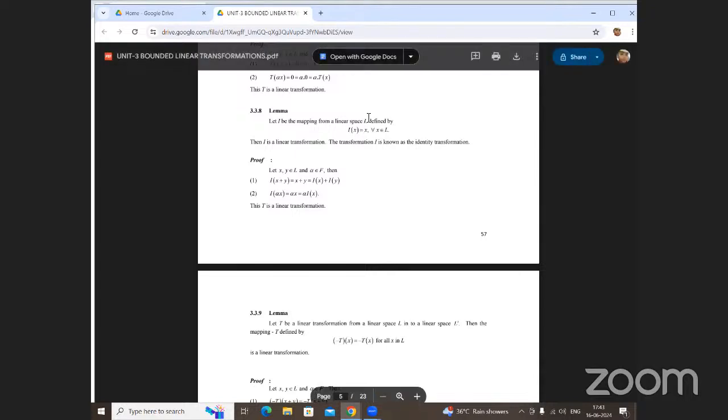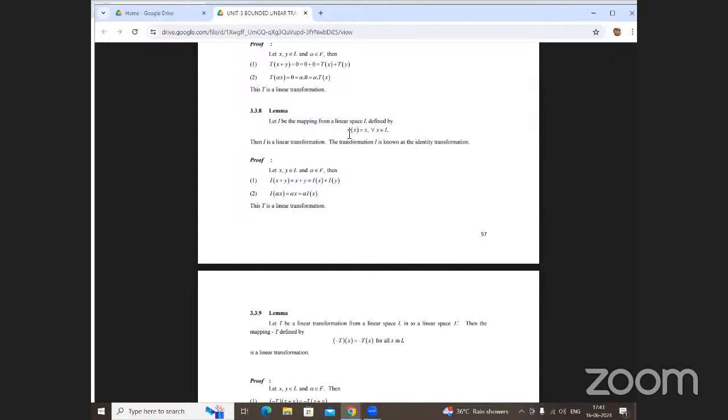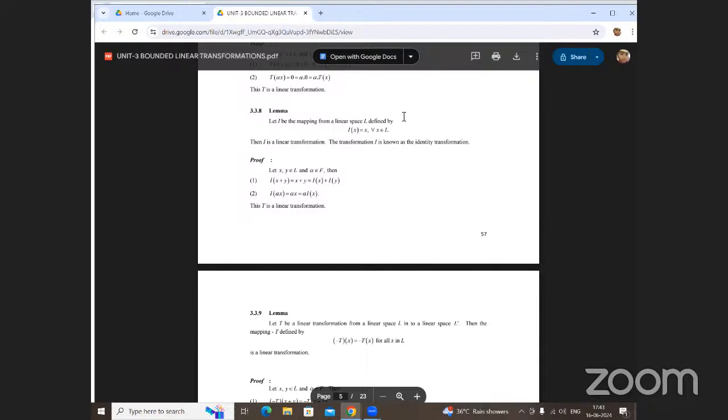Students, this is the identity part. What is the identity? The same map is also repeated. I varies from L onto L. Here, same map, same linear space. I is defined as a linear mapping from L into L, L onto L.